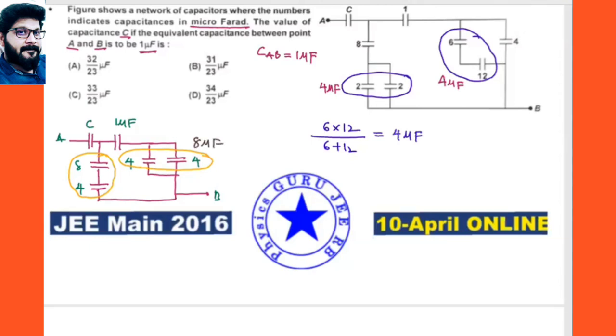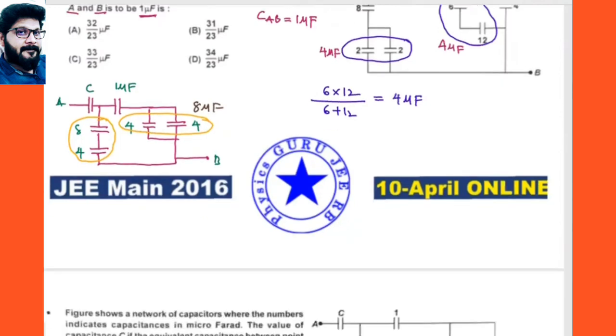Now 8 and 4 are in series. Can you tell me what is the effective there? They're in series. 8 into 4 by 8 plus 4, right? So here I'll get 8 into 4 divided by 8 plus 4, which is 32 divided by 12, which is nothing but 8 by 3 microfarads. So I can write this is 8 by 3 microfarads, right?